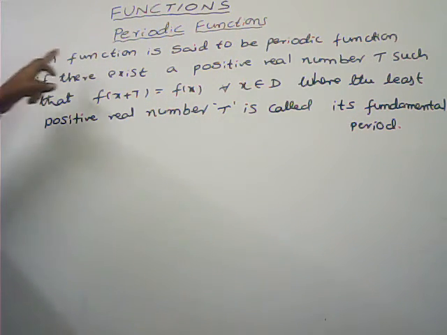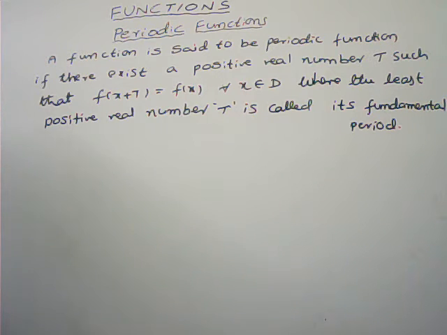A function is said to be a periodic function if there exists a positive real number t such that f of x plus t is equal to f of x for every x belonging to R, where the least positive real number t is called its fundamental period.